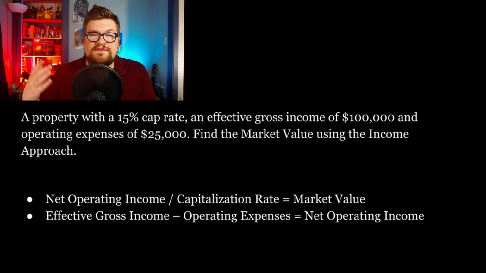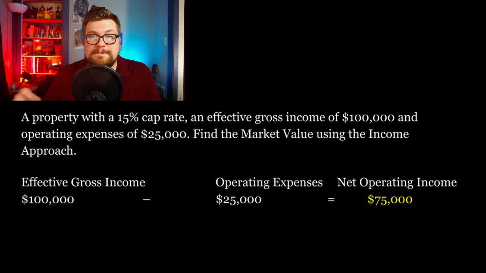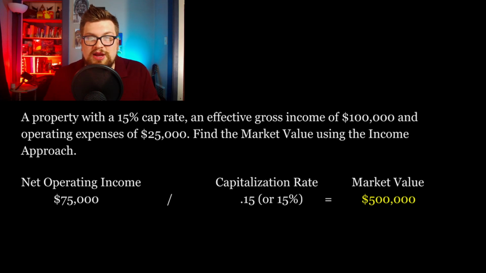First we have to take the effective gross income and subtract the operating expenses. So we have $100,000 minus $25,000 equals $75,000. Great. Now we have our net operating income. From there, we can plug in our numbers into the first formula. Luckily, they already gave us our cap rate. So with our net operating income, all we have to do is divide. We take $75,000 divided by 0.15, or 15%, and that equals $500,000. So $500,000 is our market value and our answer.